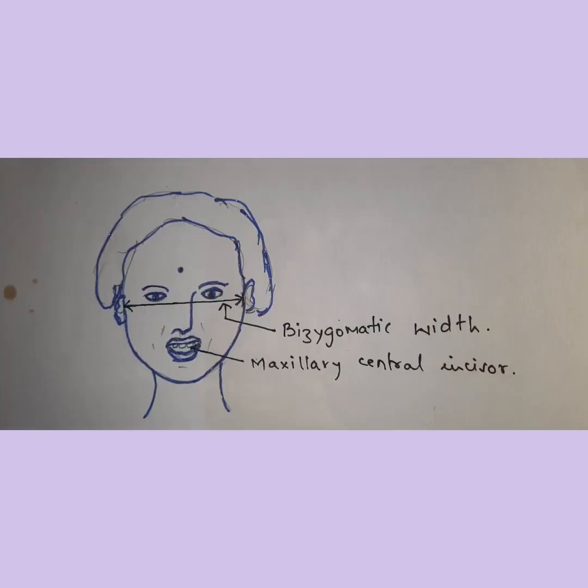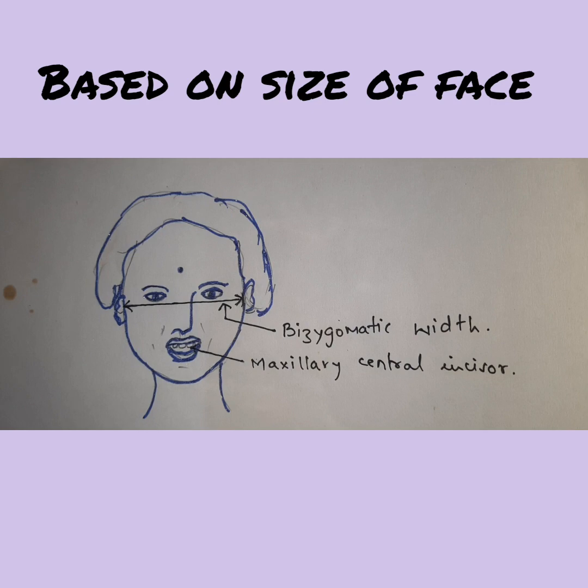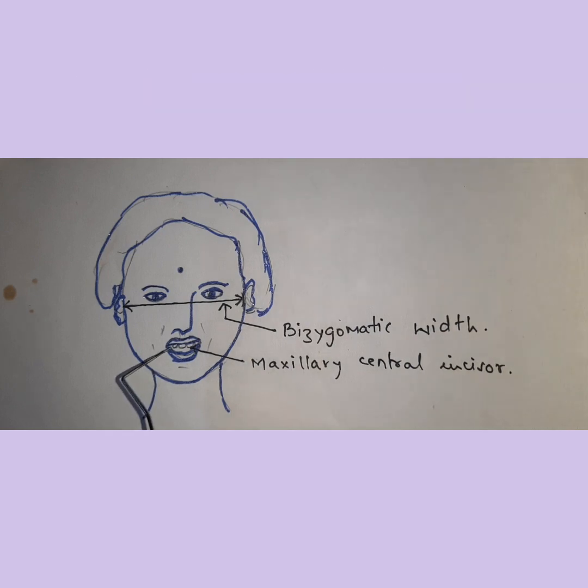Now, the first method to measure the size of the anterior teeth is based on the size of the face. So here we can measure the average width of the maxillary central incisor, that would be equal to the bizygomatic width divided by 16. So you have to measure the bizygomatic width, which you can measure using a face bow, and you divide that by 16, you'll get the approximate average width of the maxillary central incisor.